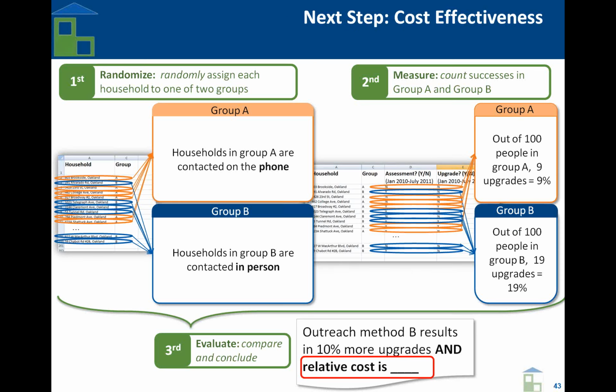And of course, we care about outcomes, but we also care about cost effectiveness. So after you do this experiment and you get the differences between the programs, the next step is figuring out the relative cost of those two options. So maybe going door to door results in more upgrades, but it might also be much more expensive than calling people on the phone. So you might actually just want to call people on the phone.